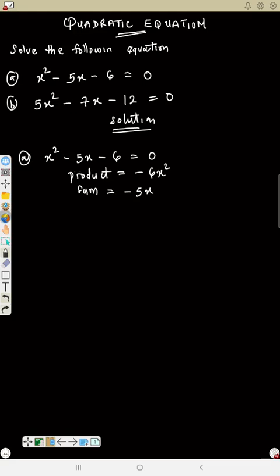Now, what are the two numbers we multiply to get 6? We have done that. 6 times 1 gives us 6, and 3 times 2 will also give us 6.